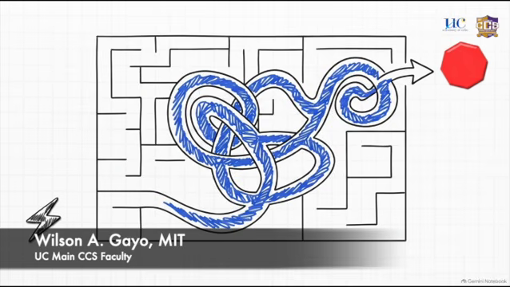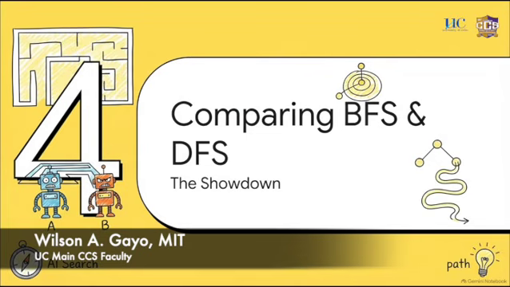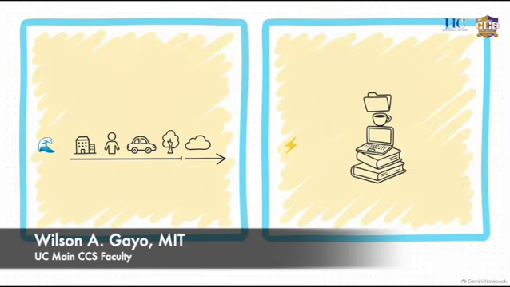It's incredibly fast, but it doesn't care at all about finding the shortest route. Which brings us to Section 4, Comparing BFS and DFS, the showdown. So how do these two actually stack up? They're exploring the exact same space, but their data structures radically alter their performance.